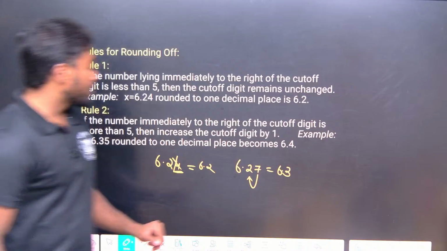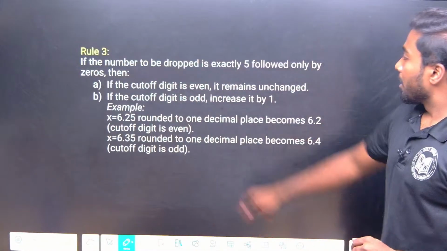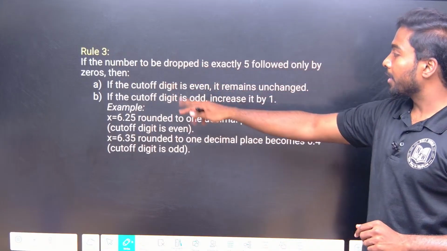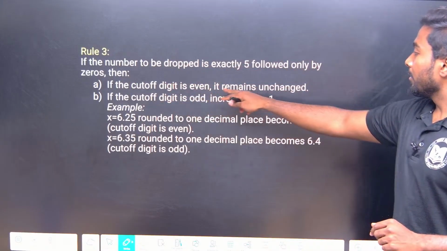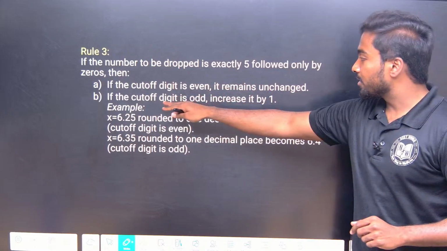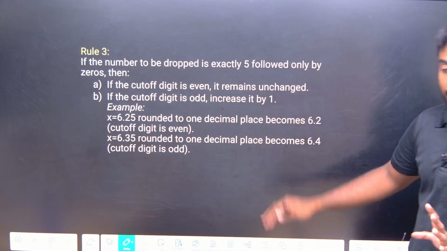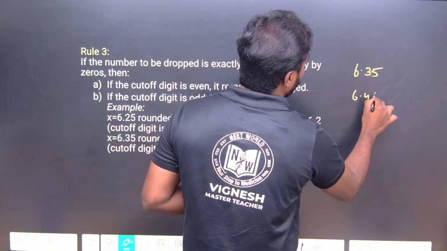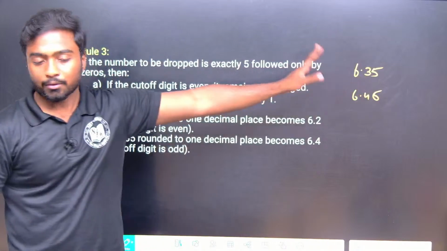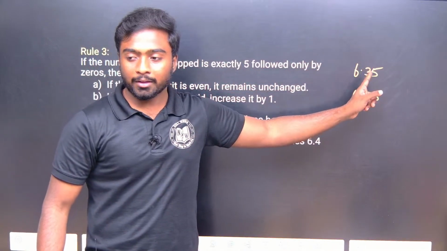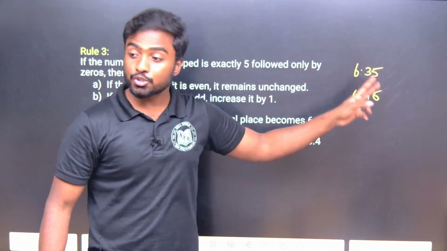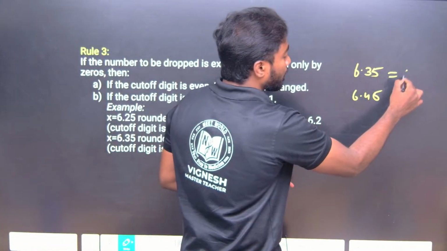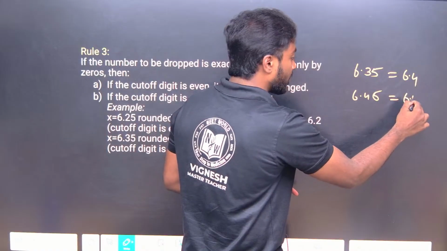So one more rule is, if the digit dropped is exactly 5 followed by zeros, then if the preceding digit is even, it remains unchanged. If the preceding digit is odd, increase by 1. 6.35, 6.45. Last digit is 5. See the previous number, whether it is odd or even. If it is odd, change to even. If it is even, leave as it is. It is odd, no? 6.4. It is even, no? 6.4.